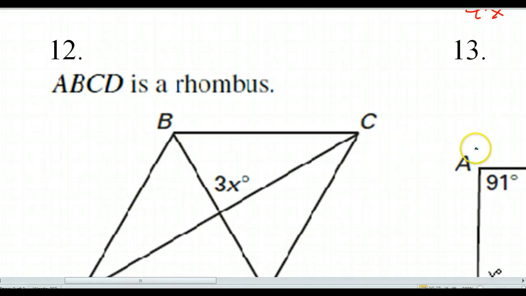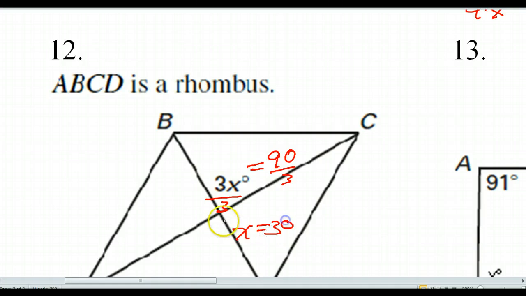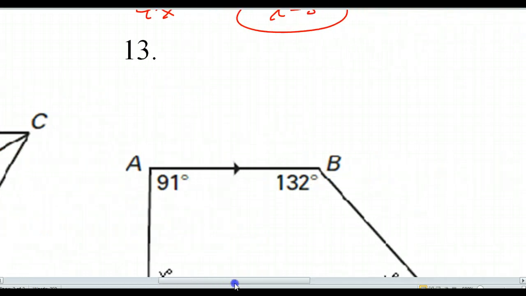Number 12. This is a rhombus. What did I just say about a rhombus not 7 minutes ago? Special property: diagonals are perpendicular. Once again, that knowledge comes to our assistance. Since this is a rhombus, how many degrees is this here in the middle? 90. That means 3x has to equal 90. If I just simply divide both sides by 3, x equals 30. It's just that easy. You too can be a geometry master.